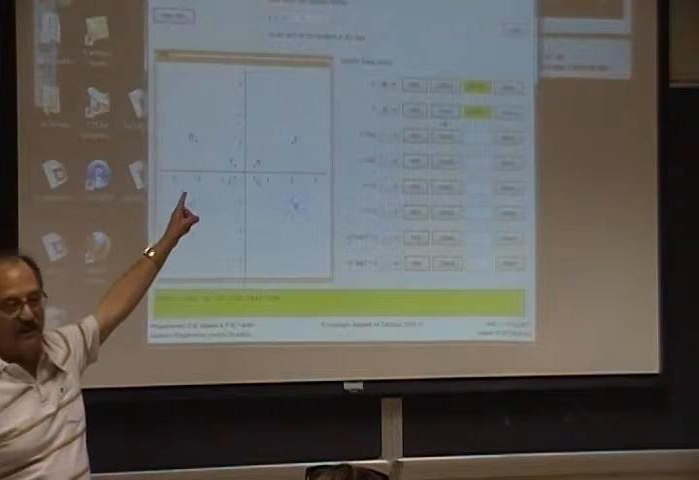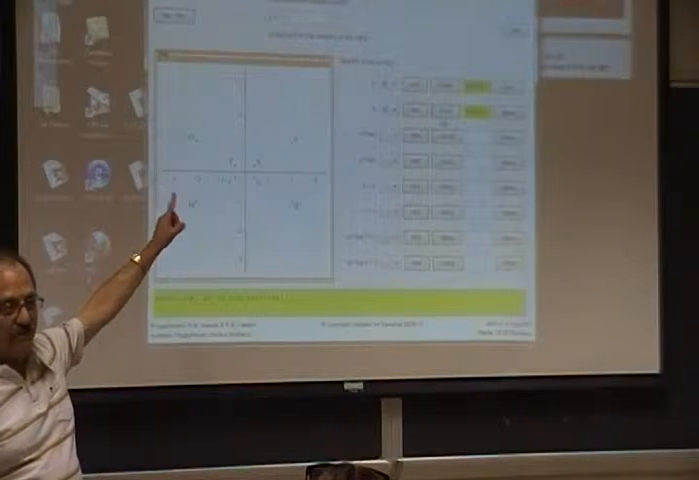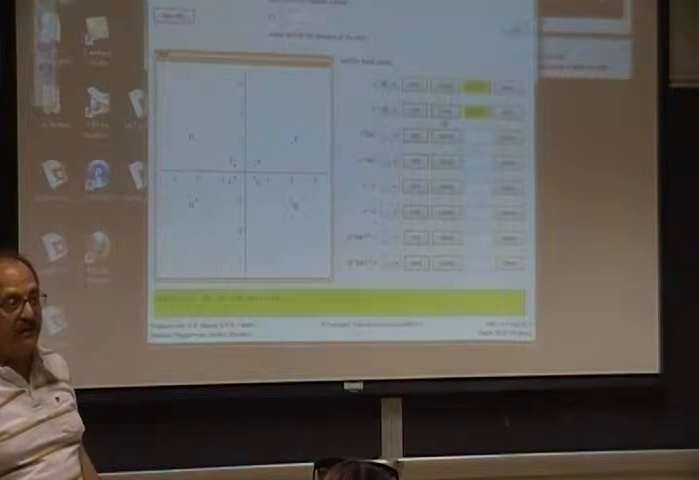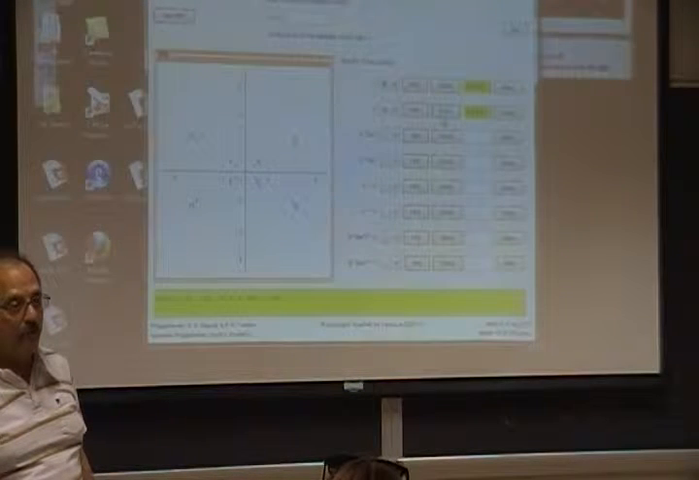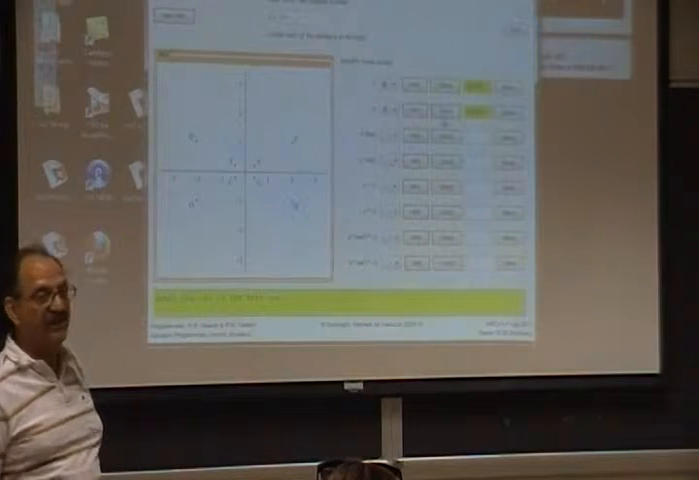Z bar. What is Z bar? Change the sign of the imaginary part. So what number do we get? 2 plus I. Where is 2 plus I? E. You had it already before. Okay. E. Check.